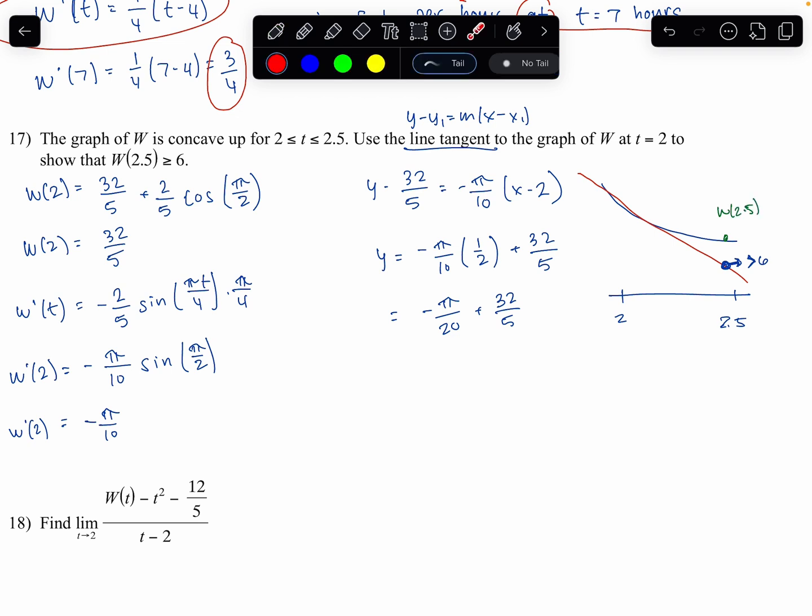Because we know that we have a tangent line, and because the curve is concave up, that means the tangent line is going to be used as an underapproximation. So values on the tangent line are underapproximating the values on the curve. And so if it's an underestimate, and our underestimate is showing greater than 6, then W of 2.5 is also definitely going to be greater than 6.